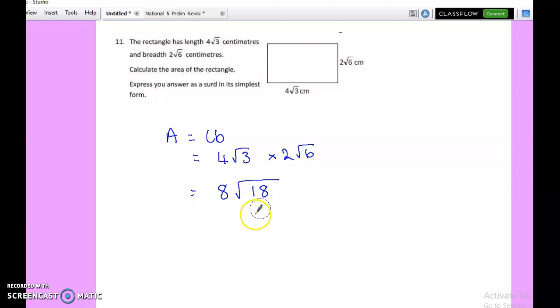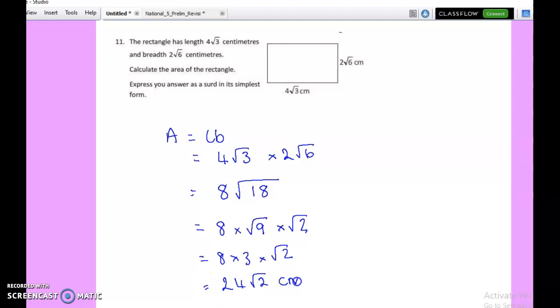Then we need to simplify it down. So the biggest square number that goes into 18 is 9. 9 goes into 18 twice. Square root of 9 is 3. Then we can tidy it up. 8 times 3 is 24. So we get 24 root 2 centimetres squared.